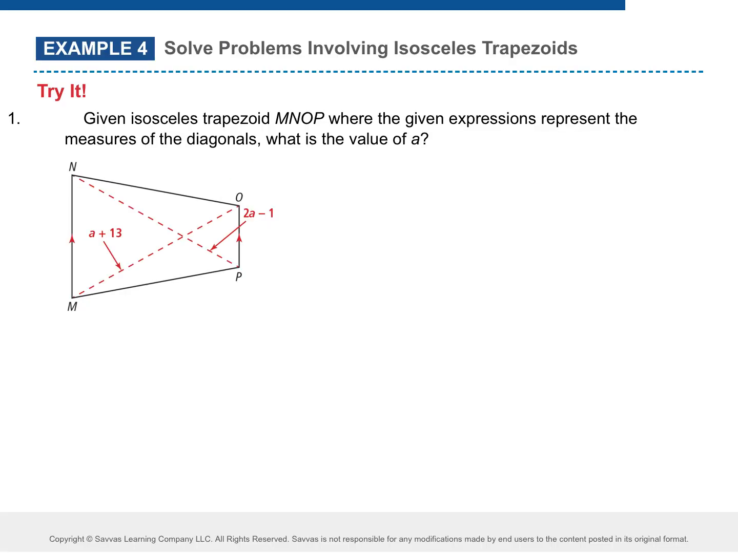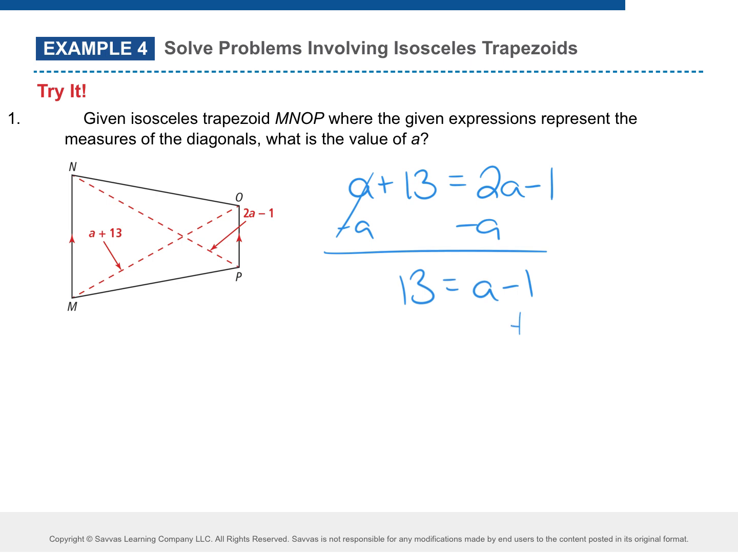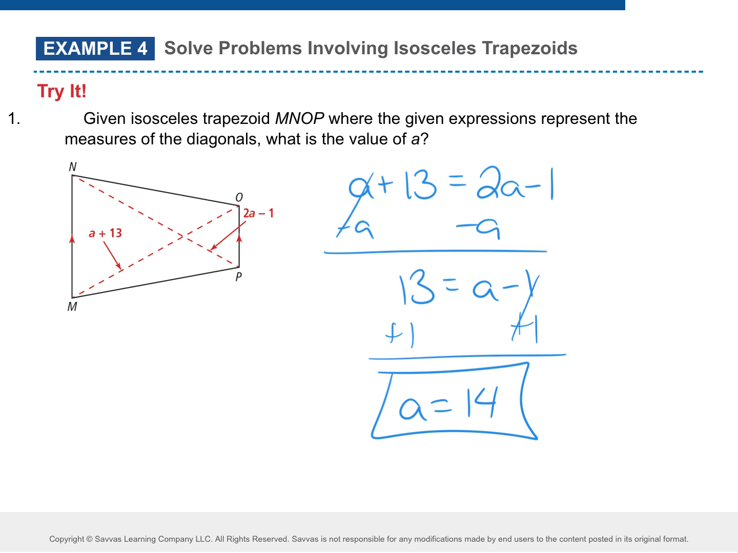All right. What do I have in this diagram? What are those lines called? Diagonals. What do I know about diagonals? They're congruent. So how do I set this up? Yep. A plus 13 equals 2A minus 1. Minus A. So I have 13 equals A minus 1. Add 1. What do we get for the value of A? A equals 14. Good.